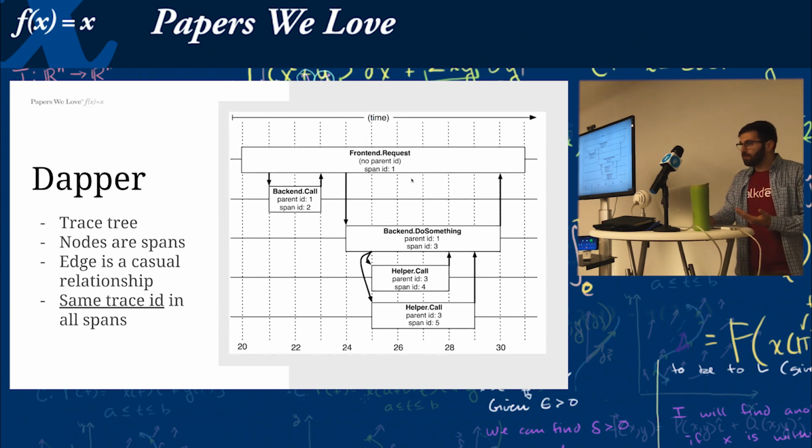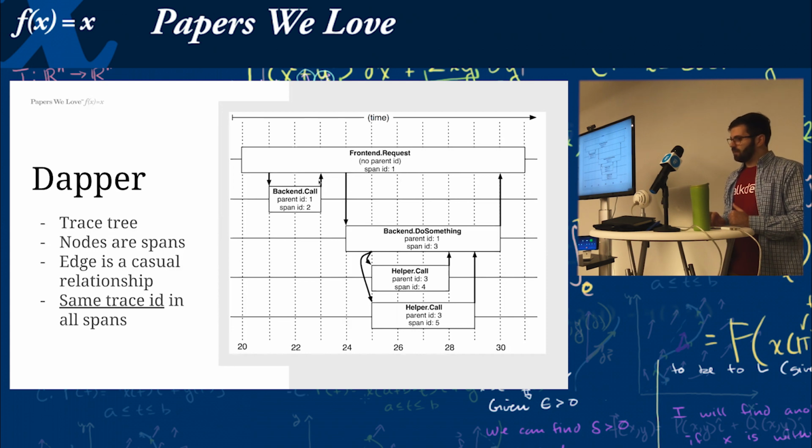So basically, in Dapper, for a given request, imagine you are searching cats on Google. You have a tracing tree, okay? The tracing tree can start with a request on the front end. There is no parent ID, so it's the root node. There is a span ID, that is the ID for that specific request. And then it makes requests to the backend that have the parent ID of the front end request, and so on.